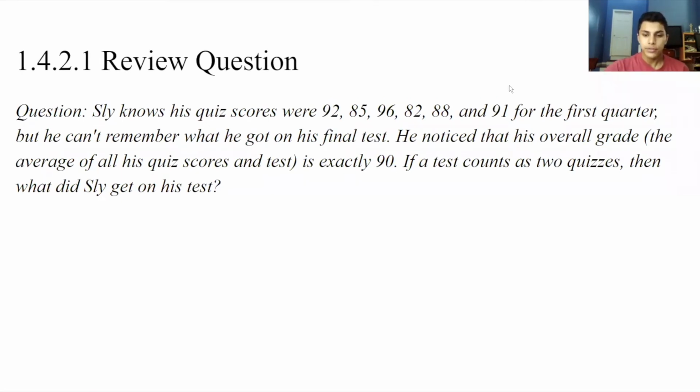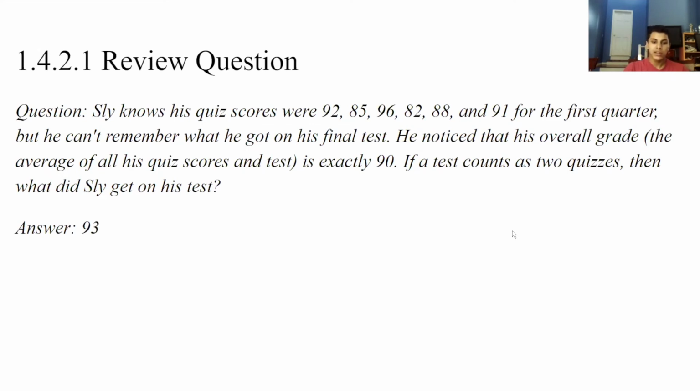So the correct answer to this question was that Sly got a 93 on his test. So let's read the question. Sly knows his quiz scores were 92, 85, 96, 82, 88, and 91 for the first quarter, but he can't remember what he got on his final test. He noticed that his overall grade, which is the average of all his quiz scores and tests, is exactly 90. If a test counts as 2 quizzes, then what does Sly get on his test?